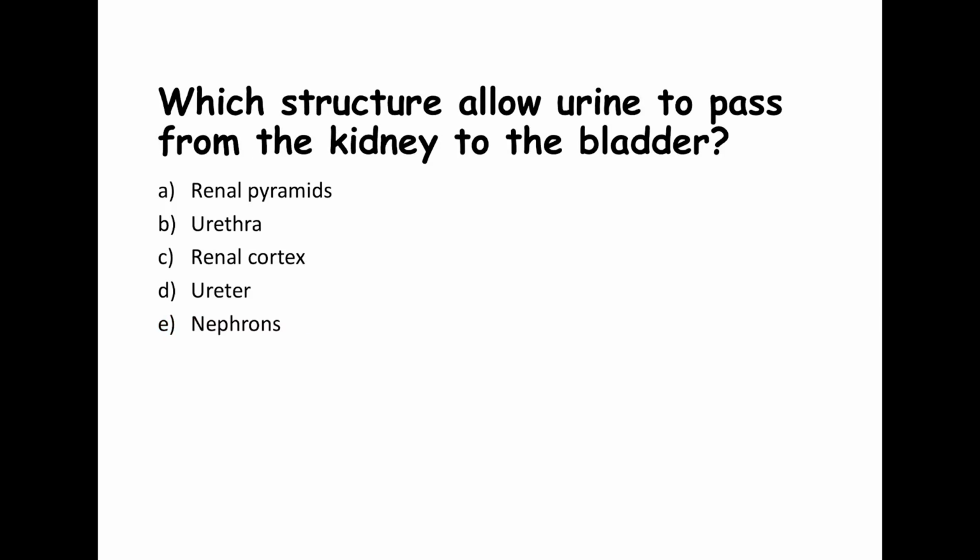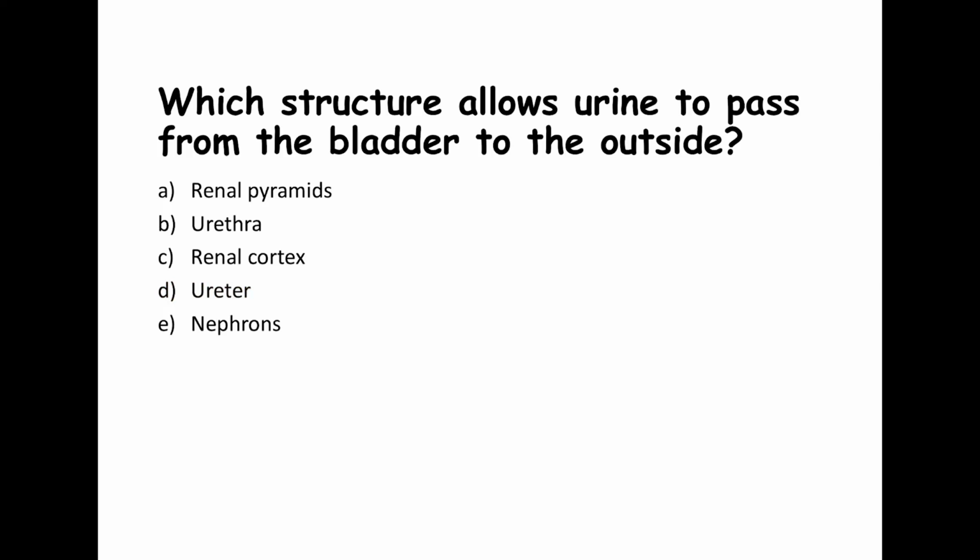Which structure allows urine to pass from the kidney to the bladder? So we have renal pyramids, urethra, renal cortex, ureter, or nephrons. Well, hopefully you picked ureter. All right, don't mix it up with urethra. That's ureter. Which structure allows urine to pass from the bladder to the outside? So we have our same choices: renal pyramid, urethra, renal cortex, ureter, or nephrons. It's urethra. Urethra.